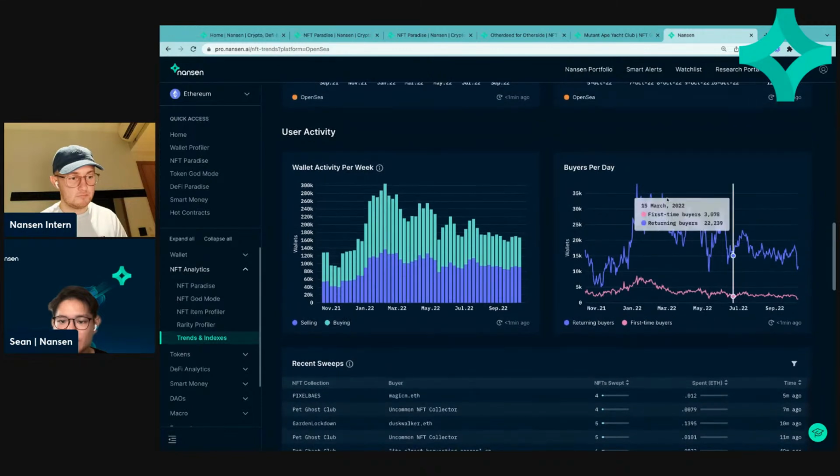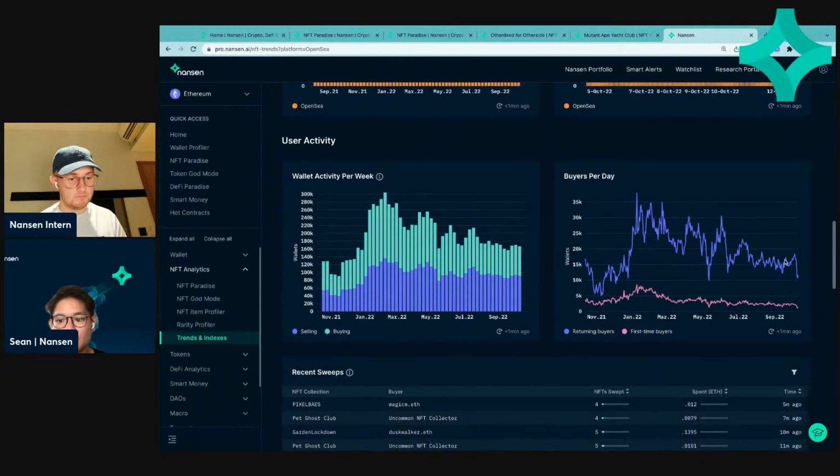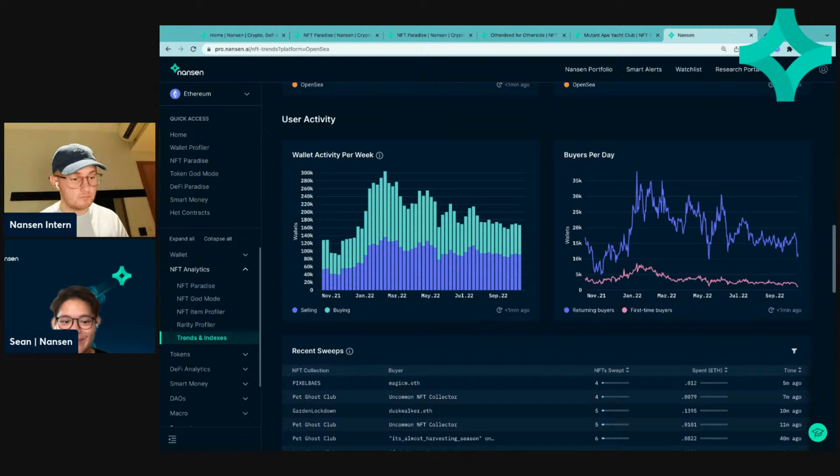I think this is a chart that most people like to look at just because you can see how many first-time buyers are coming into the market. It kind of tells you whether NFTs are gaining traction, but not necessarily, because we identify them based on wallets. If a user is always creating a new wallet for a specific collection, you can't always say that a first-time buyer is not the same person behind the screens, right?